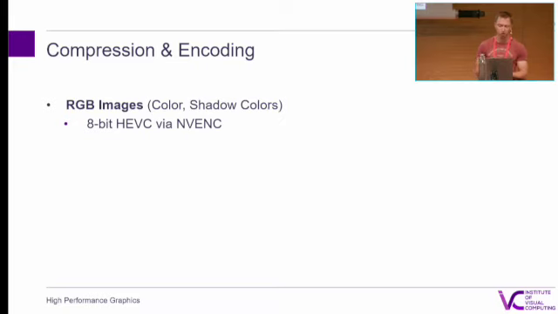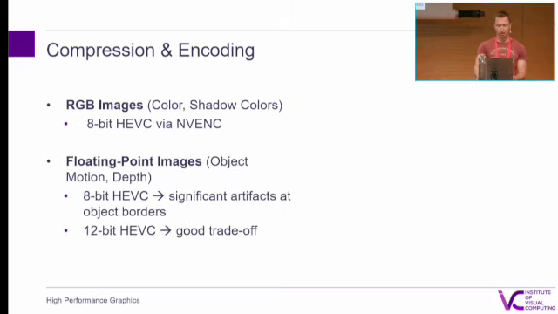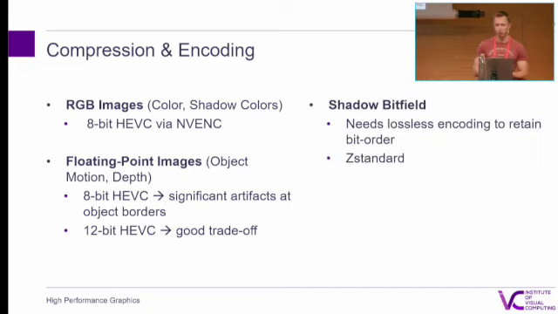For RGB images, we simply use 8-bit HEVC and can also do this with NVENC, of course. Then for floating point images, like the object motion and the depth, we found that 8 bits are actually too limiting in the precision and lead to significant artifacts at object borders. And therefore, we use 12-bit HEVC, which seems to give a good trade-off between compression and quality. We have one special case, the shadow bit field, which, of course, being a bit field, needs lossless encoding to retain the bit order, and therefore we simply use the standard compression, which gives a nice compression to latency ratio.